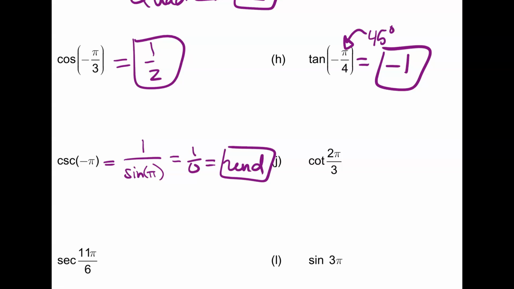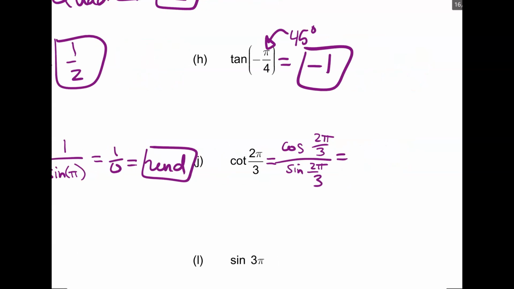Cotangent 2 pi over 3. Okay. So 2/3 of the way to pi. Which quadrant are we in? We're in the second quadrant. So let's see. Tangent is sine over cosine, so cotangent is cosine over sine. Cosine 2 pi over 3 over sine 2 pi over 3.